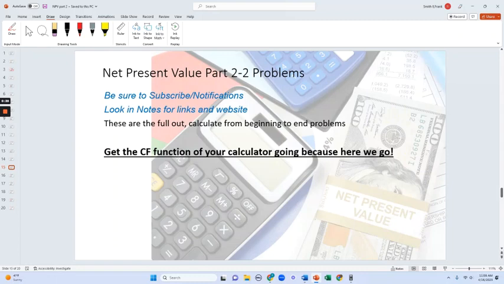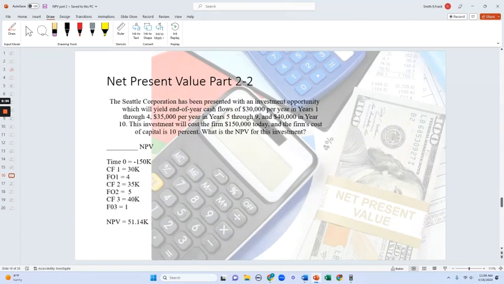So get the cash flow function calculator going because we're going to work on it. In the first problem, Seattle Corp has been presented with an investment chance that will yield end of year cash flows of $30,000 per year in years 1 through 4, $35,000 per year in years 5 through 9, and $40,000 in year 10. This investment will cost the firm $150,000 today, and the firm's cost of capital is 10%.